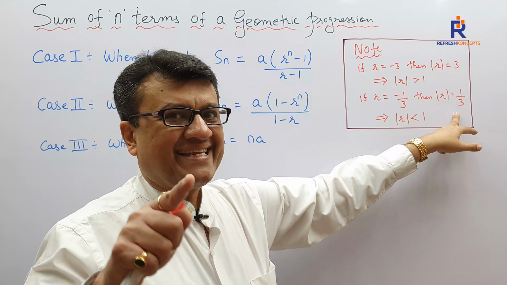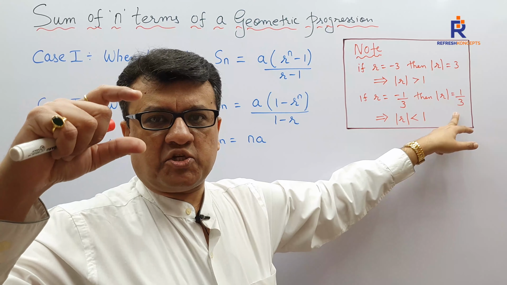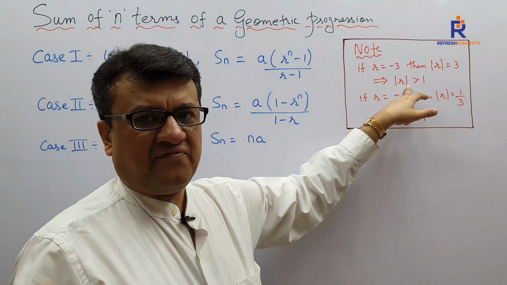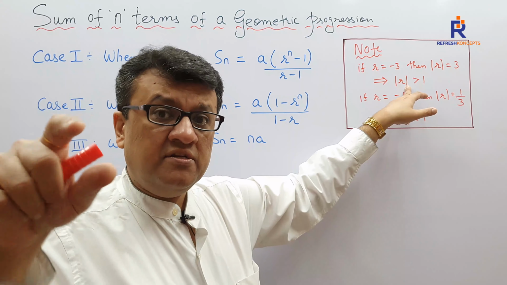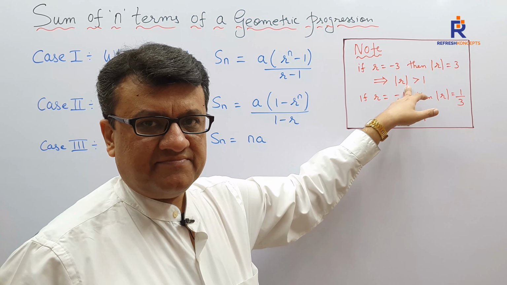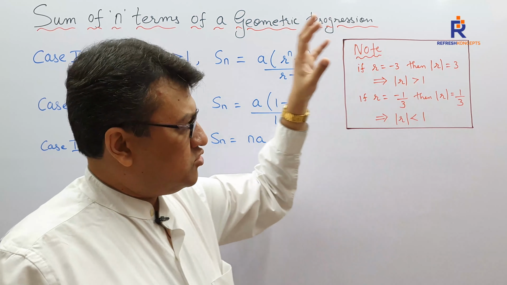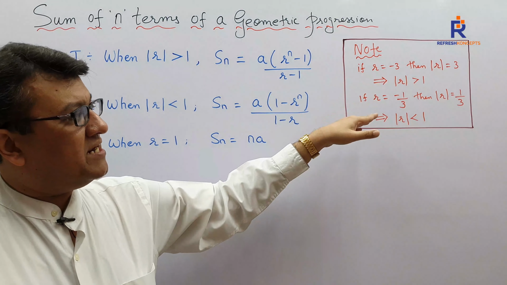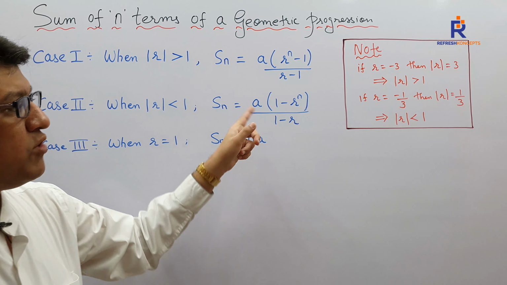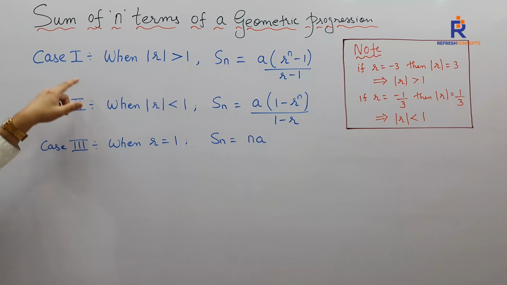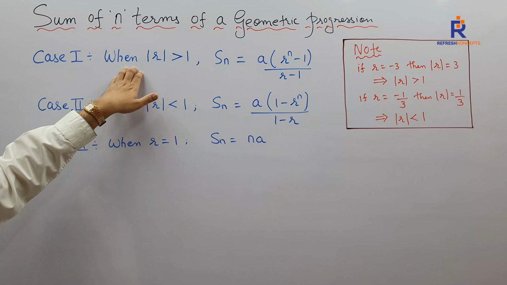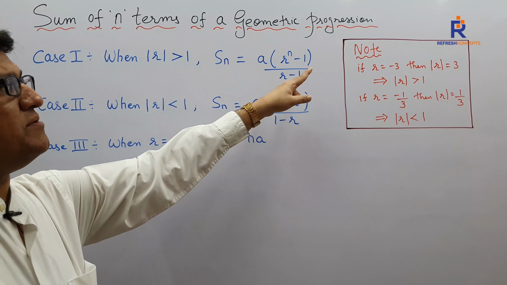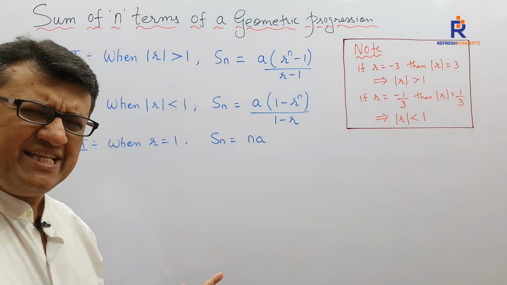Are you getting me? It can be less than 1 only when R is a fraction with the numerator smaller than the denominator. And it is greater than 1 if it's a positive value, or even a fraction where the numerator is greater than the denominator. Right, children? So now we have understood what R, mod R greater than 1, and mod R less than 1 mean. What if mod R is equal to 1? But prior to that, case 1. When the modulus of R is greater than 1, the formula for Sn is a (r^n minus 1) upon (r minus 1). Let's learn it by heart right now.